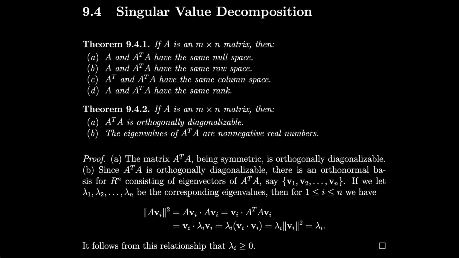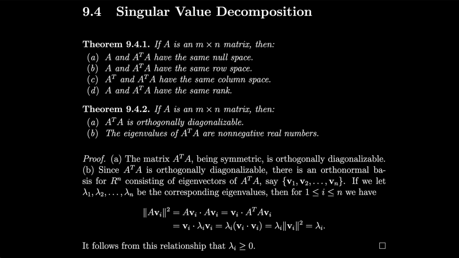Section 9.4, Singular Value Decomposition. Let's start with the theorem. If A is an n by n matrix, then A and A transpose A have the same null space, A and A transpose A have the same row space, A transpose and A transpose A have the same column space, and A and A transpose A have the same rank.